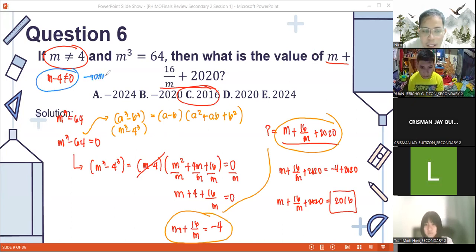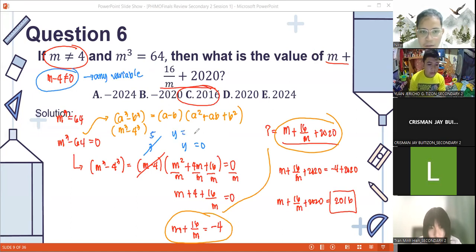Meaning, any constant or any constant variable, right? And say, for example, this is 3, this is y is equal to 0. You can simply cancel 3, right? Because y is equal to 0. If it's 5y is equal to 0, you can cancel 5. If it's 6y is equal to 0, you can cancel 6. If 7y equal to 0, you can cancel 7, right? It's just that logic. So in short, if m is not equal to 4, or m minus 4 is not equal to 0, you can just simply cancel that value to simplify. Okay?